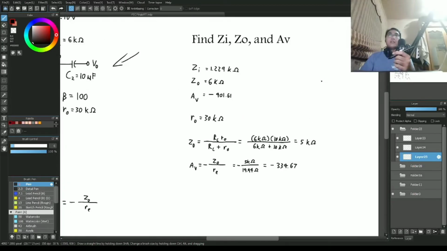Basically, if your RO is infinity, which is generally what it is, our ZO is 6 kilo ohms, our AV is negative 401.61, but if we change our RO to the actual value of 30 kilo ohms, our ZO is 5 kilo ohms, and our AV is negative 334.67. And regardless of the RO, our ZI would be 1.229 kilo ohms. So that's it.